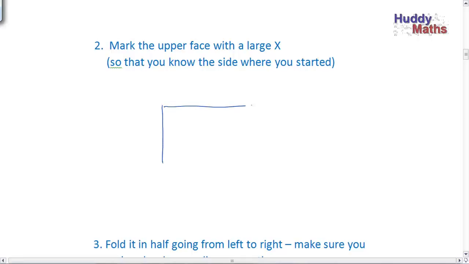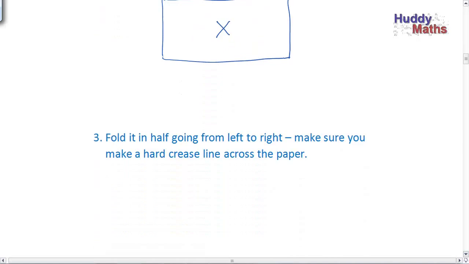Okay, so we've got this in front of us on the page. I want you to put an X there because it's important to keep the paper in this activity always that side up. So you've got to know where you started. Okay, have you got that? If you get behind, just pause it and you can go through it again.